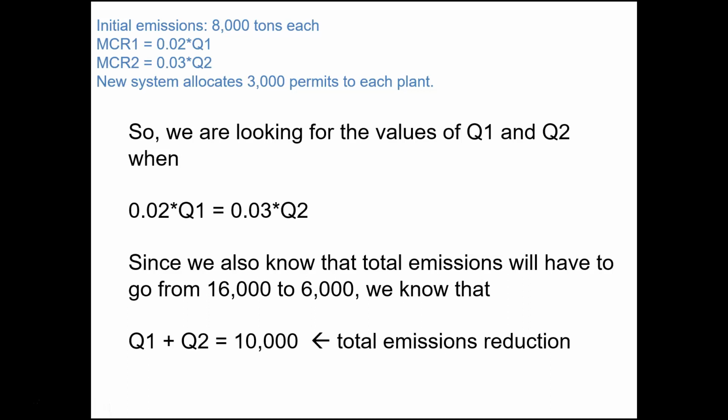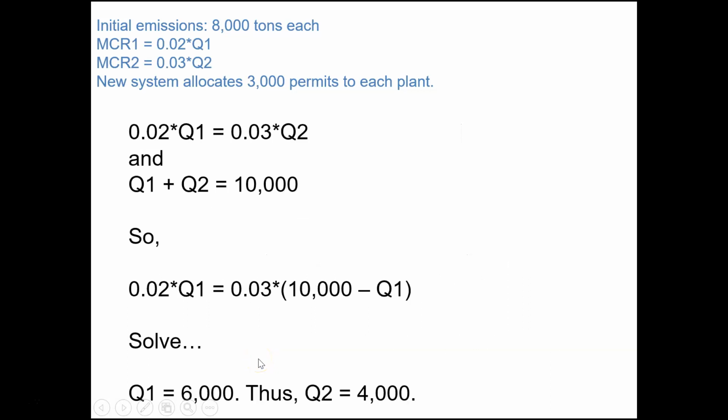We know that our total emissions are going from 16,000, 8,000 each, to 6,000, 3,000 each. So the total reduction of emissions in the market is going to be 10,000. And so Q1 plus Q2, reductions for plant 1 plus reductions for plant 2, will have to equal that total emissions reduction of 10,000. So now we have two equations with two unknowns. We can solve those using the algebra that we know.